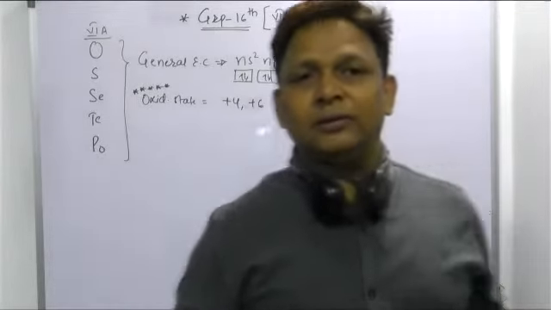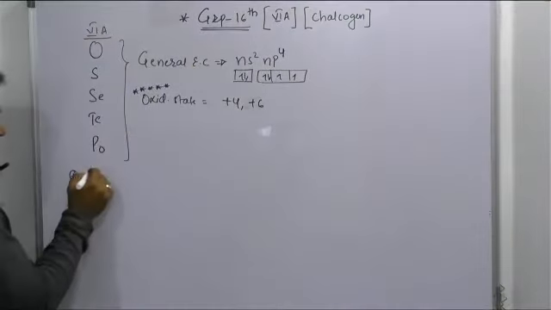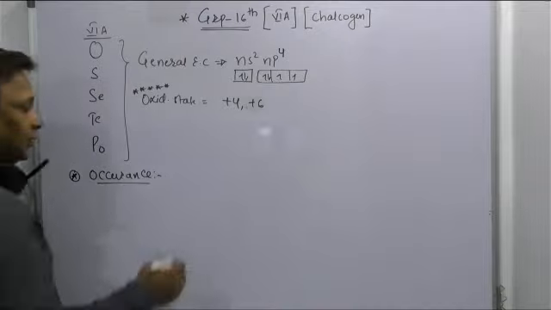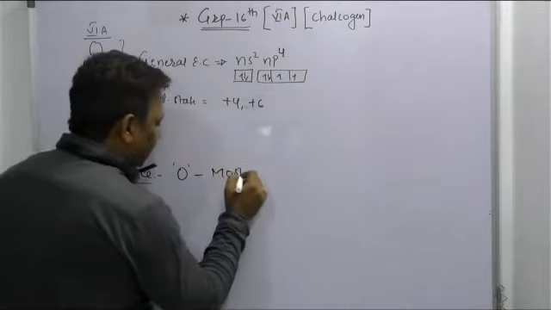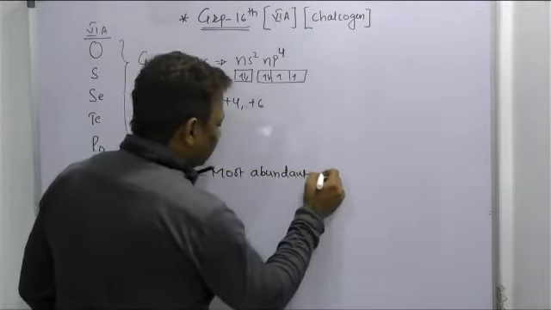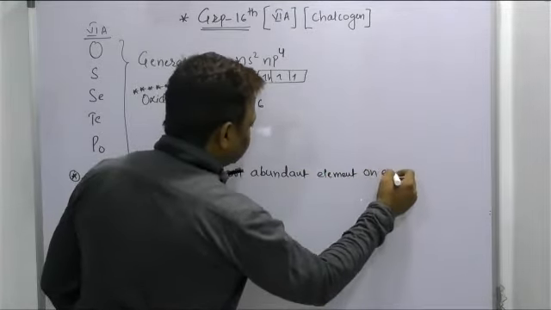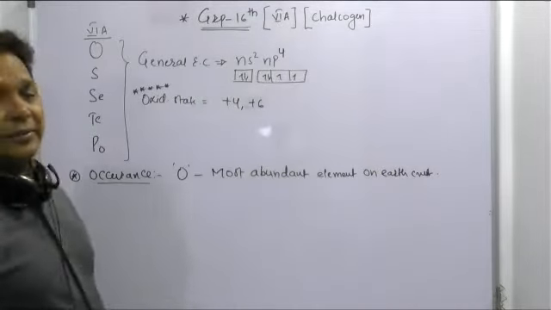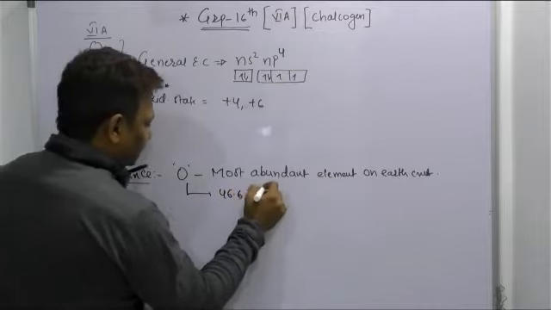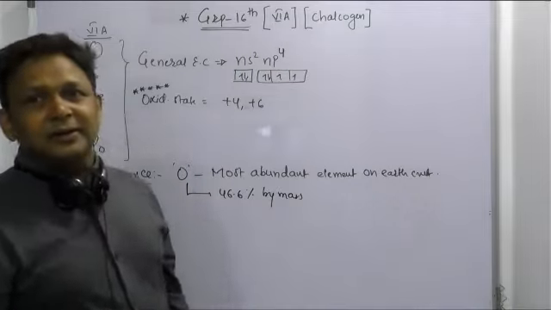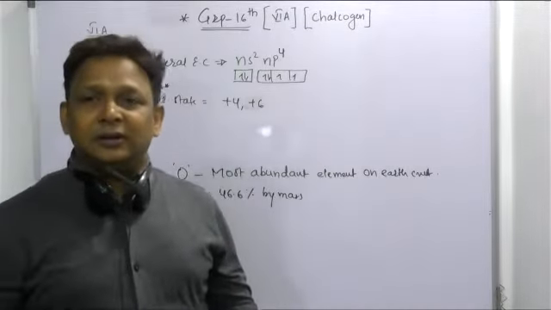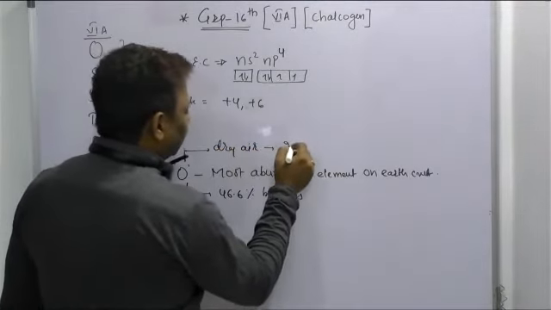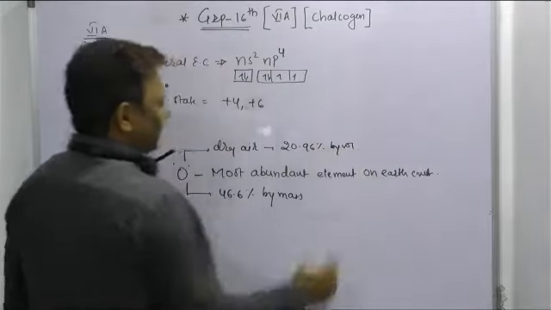What is the occurrence of this group's elements, how do they occur? The first element in occurrence is oxygen. Oxygen is the most abundant element on the earth crust. It forms about 46.6% by mass of the earth crust, right? And dry air, meaning air without moisture, contains nearly 20.946% of oxygen by volume. That is the occurrence of oxygen.